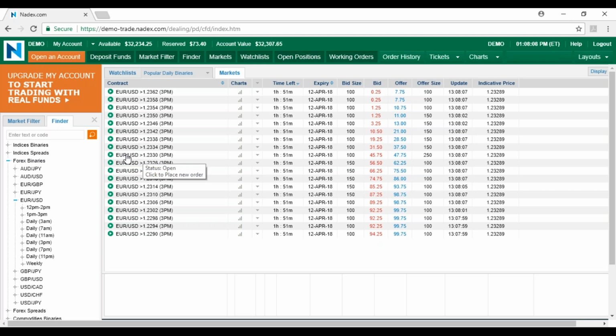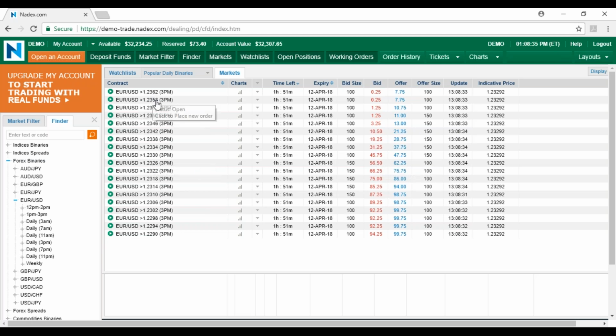And it's a simple matter of, again, it's binary. It's yes, no, 0, 1, true or false. Will that happen or not? Will the euro dollar expire greater than 1.2330 at 3 p.m.? If I think yes, that is correct, I agree with that statement, then I would be looking to buy. If I think no, I think the market will expire less than that, then I would be looking to sell that particular contract or any of these other contracts.